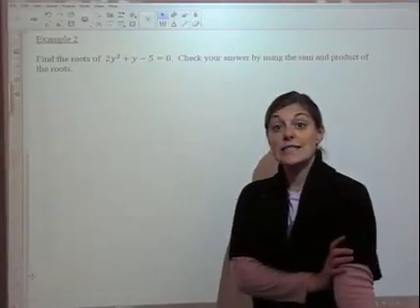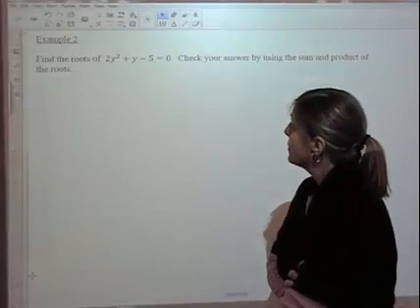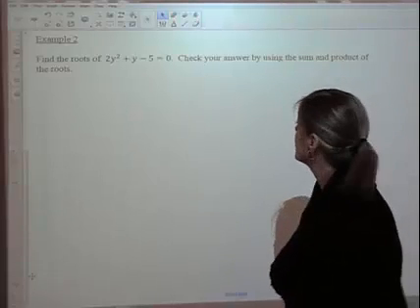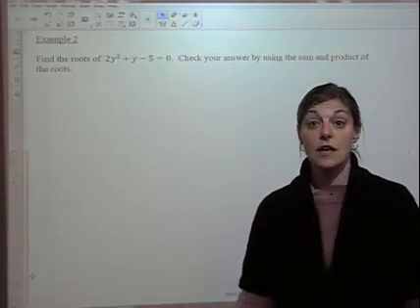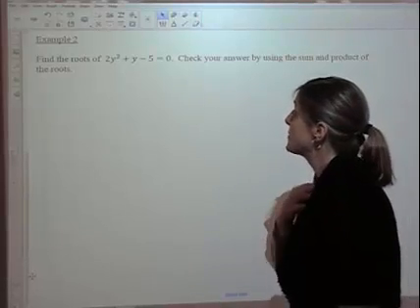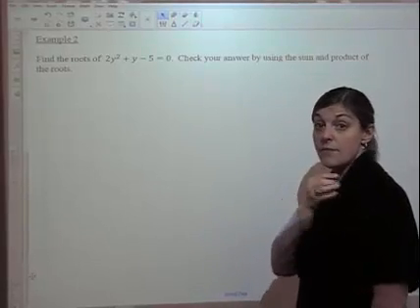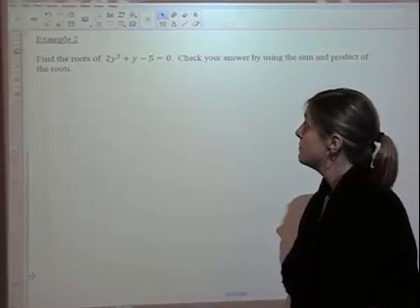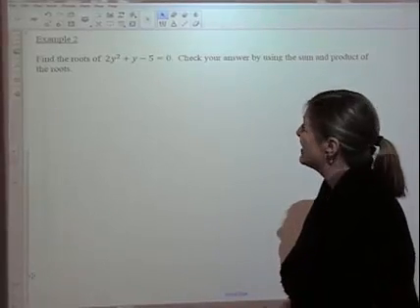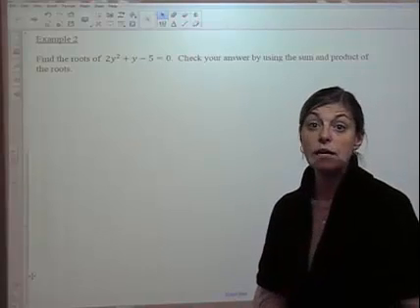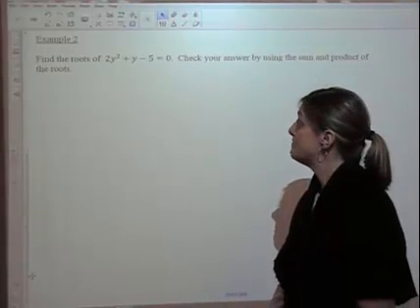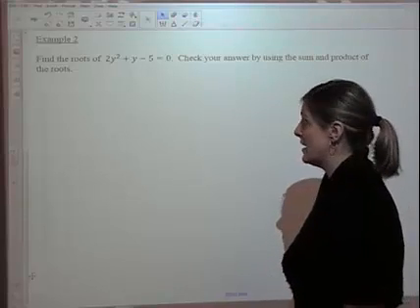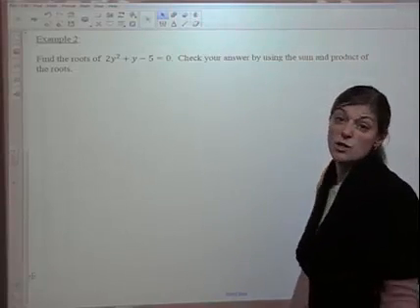Now let's take a look at example number 2. Find the roots of 2y squared plus y minus 5 equals 0. Check your answer by using the sum and products of the roots. So we're going to take a look at the original equation, and we could use several different methods of doing this. The two most likely would be completing the square or using the quadratic formula, because it doesn't look like it's going to factor. So let's use the quadratic formula.